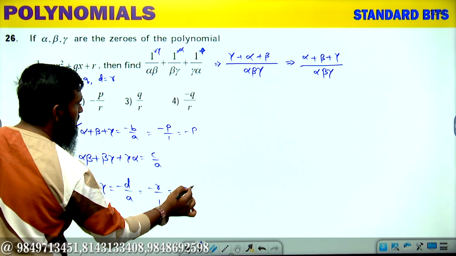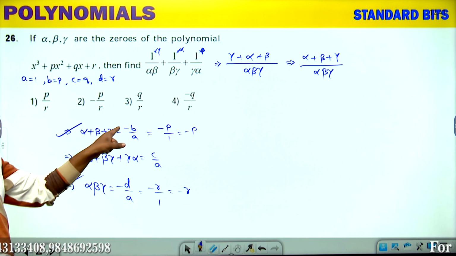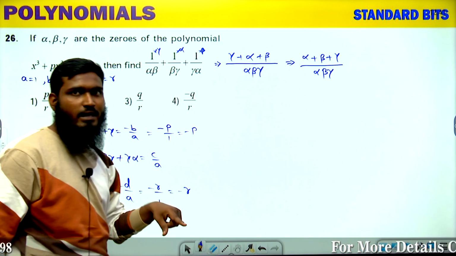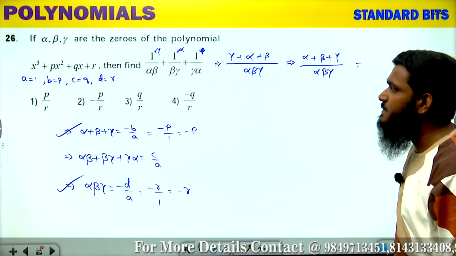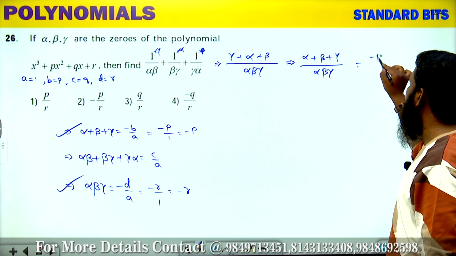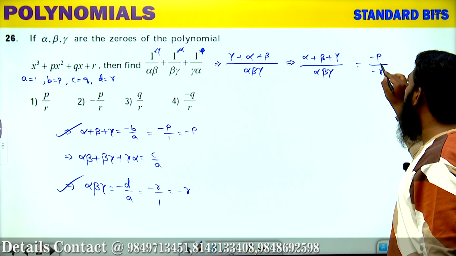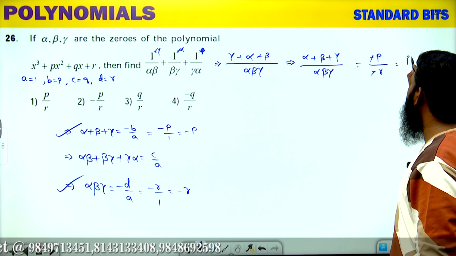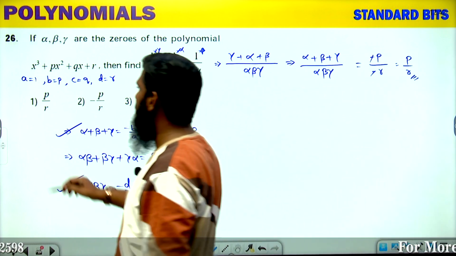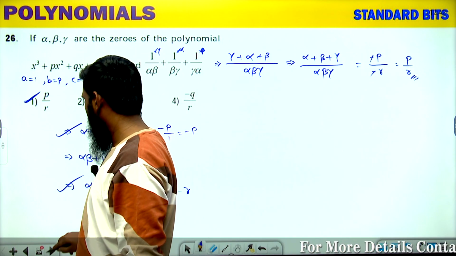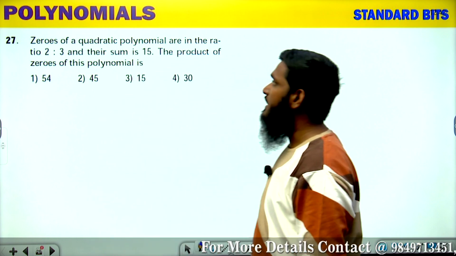It is equals to minus r. So we are having alpha plus beta plus gamma value, alpha into beta into gamma value. Let us substitute over here. It is equals to, what is alpha plus beta plus gamma means minus p divided by minus r. Minus minus gets cancelled. What is the final answer? P by r. So p by r means let us go with the first option. First option is correct.